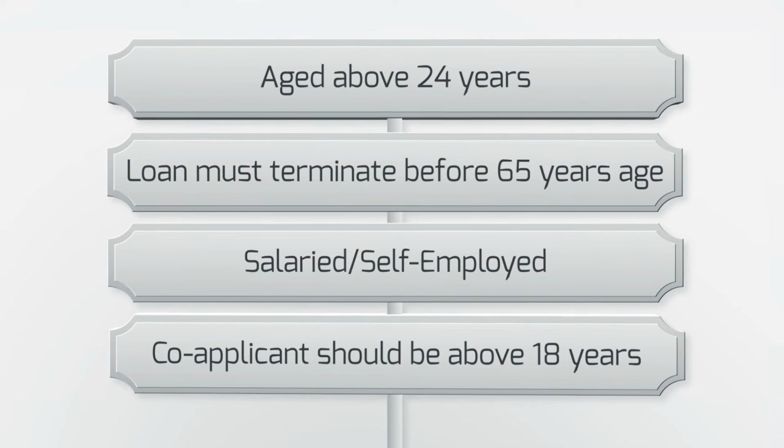You're eligible if you're at least 24 years old at the time the loan is sanctioned. Plus, the loan must be repaid in full before you turn 65. Additionally, you should earn a regular paycheck, meaning you should be a salaried or self-employed individual. Any co-applicants for the loan should be over 18 years of age.